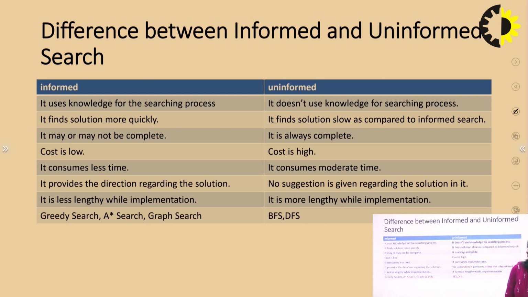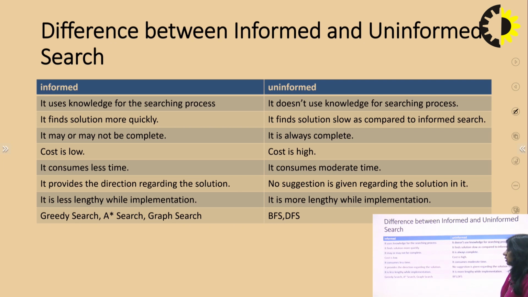Now, here we can identify what is the difference between informed search and uninformed search. Informed search basically uses knowledge for the searching process, and uninformed search does not use knowledge for the searching process. Informed search finds solutions more quickly, but uninformed search finds solutions slowly as compared to informed search. Informed search may or may not be complete, but uninformed search is always complete. Informed search cost is low and uninformed search cost is high.